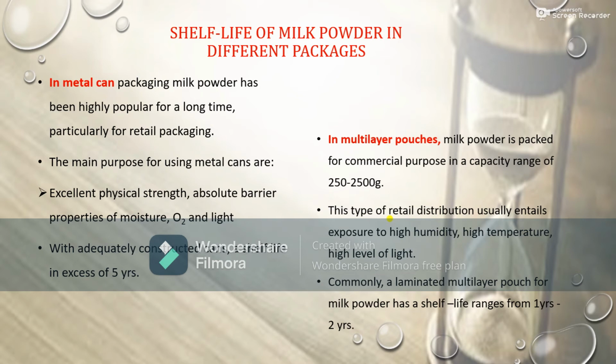So in multi-layer pouches, milk powder is packed for commercial purposes in a capacity of 250 gram to 2500 gram. This type of retail distribution usually entails exposure to high humidity, high temperature, and high levels of light. Commonly laminated pouches are used, in which the milk powder has a shelf life ranging from 1 year to 2 years. So here we can see the differences in shelf life, where the metal can has a 5 years shelf life in comparison to multi-layer pouches, which have only 1 year to 2 years.